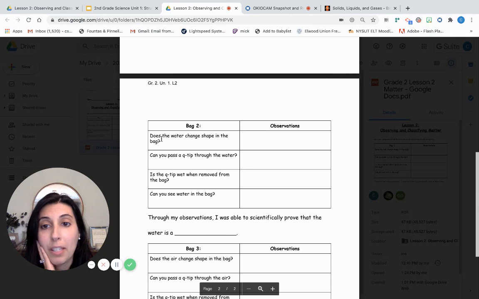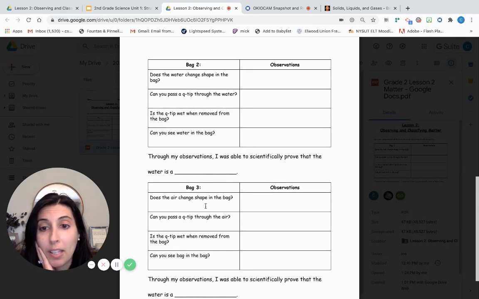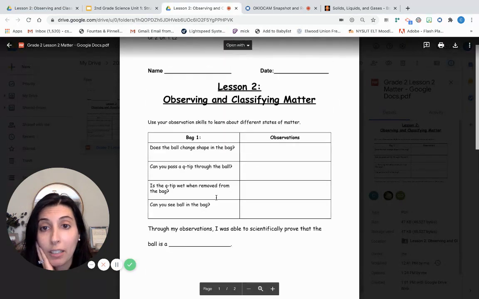For bag number 2, it says, does the water change shape in the bag? And number 3 says, does the air change shape in the bag? Okay.